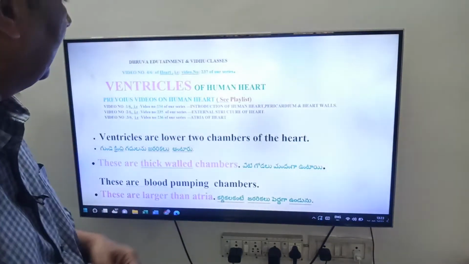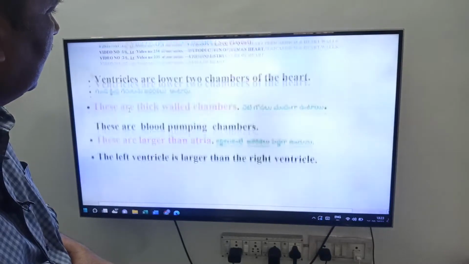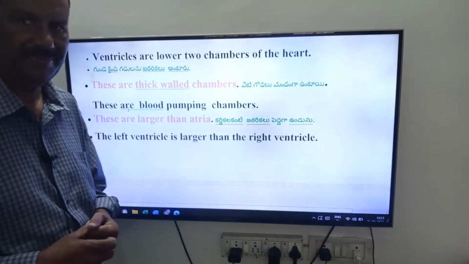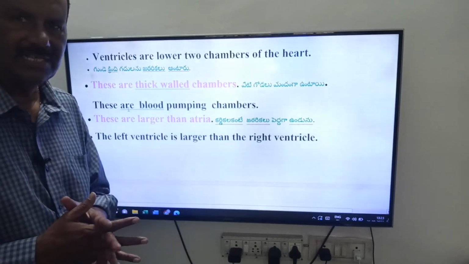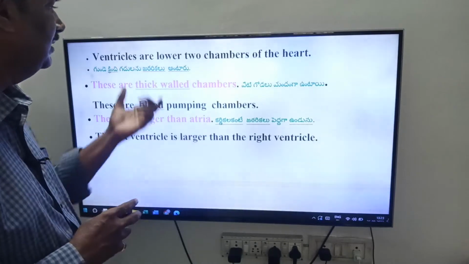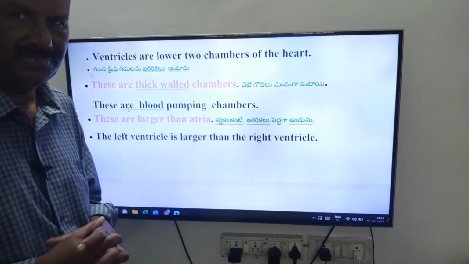Okay. See, ventricles. Ventricles are the lower 2 chambers of the heart, friends. Sir, what are ventricles, friends? These are the lower 2 chambers of the heart. These are thick-walled chambers, friends.